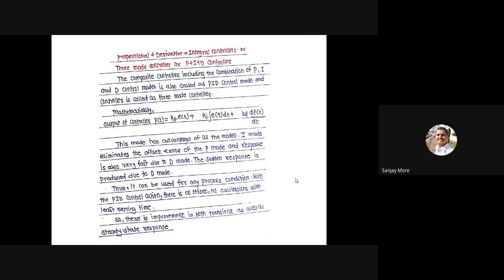Okay. Then next is the last point of this chapter: proportional plus derivative plus integral controller, or three mode controller, or PID controller. Give the heading: proportional plus derivative plus integral controller, or three mode controller, or PID controller.